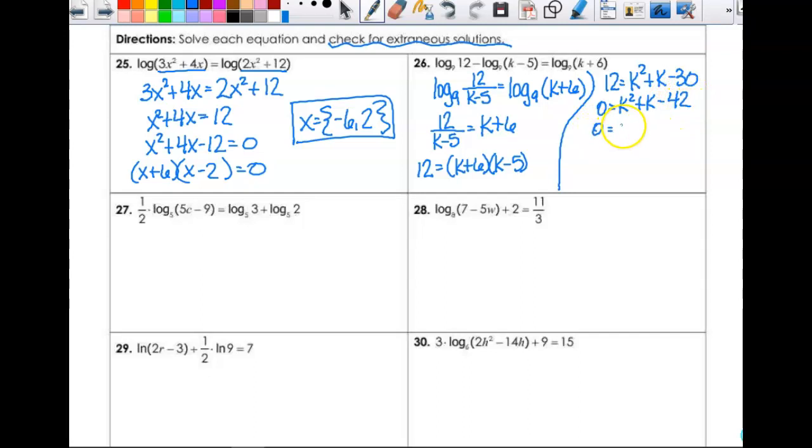Then I need to factor. My 2 numbers are going to be a positive 7 and a negative 6. So my possible k values, negative 7, positive 6.